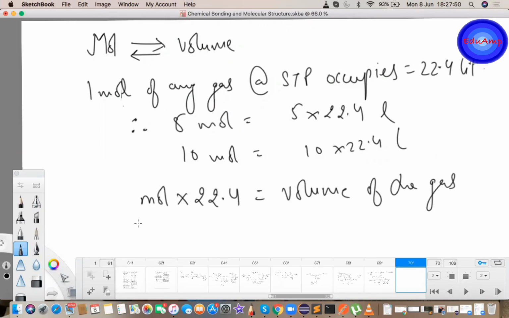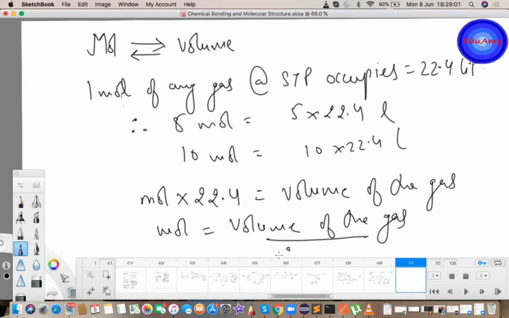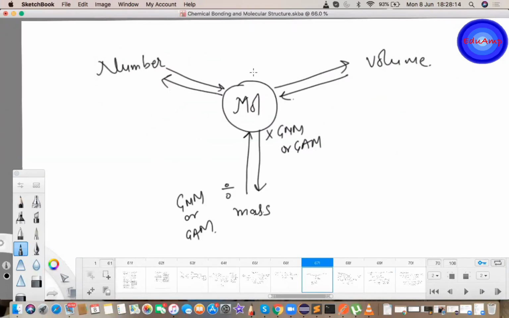If you want to calculate mole, then mole is equal to volume of the gas upon 22.4 liters. Always remember, you have to use liter as a unit. So in this graph, we can say that if mole is given and you have to calculate volume, just multiply mole by 22.4 liter. And if volume is given and you have to calculate mole, then divide volume by 22.4 liter.